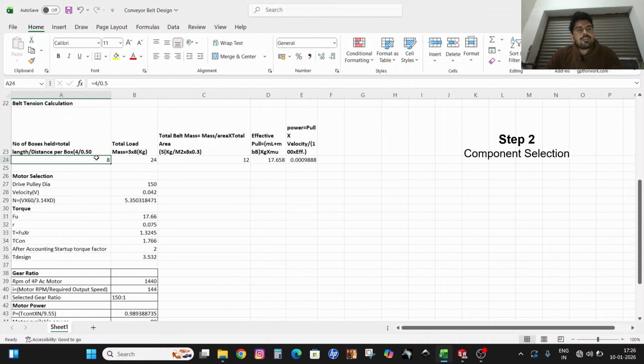So the number of boxes held at any time will be 8, meaning 8 boxes will be on the conveyor at any time when it is running. Now calculate the total load. The load of one box is 3 kg, as mentioned earlier, multiplied by 8 gives 24 kg of weight.